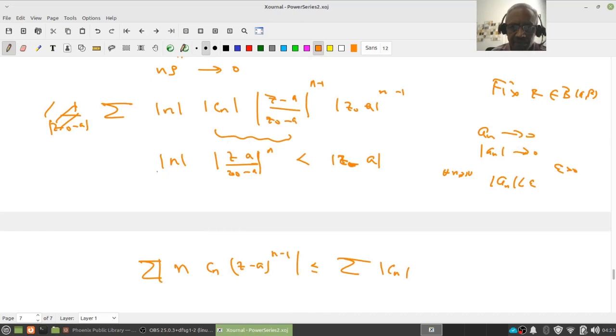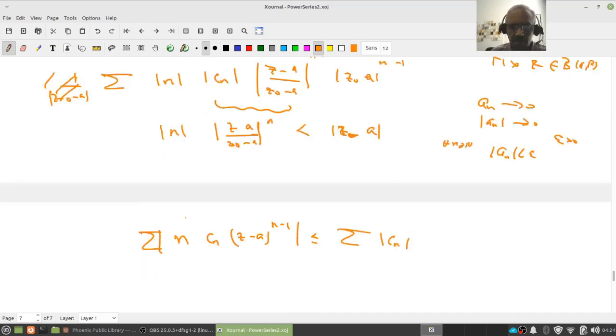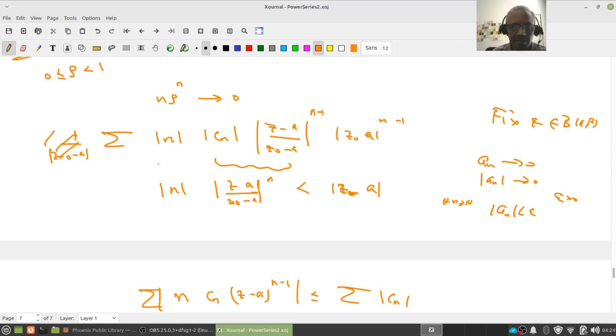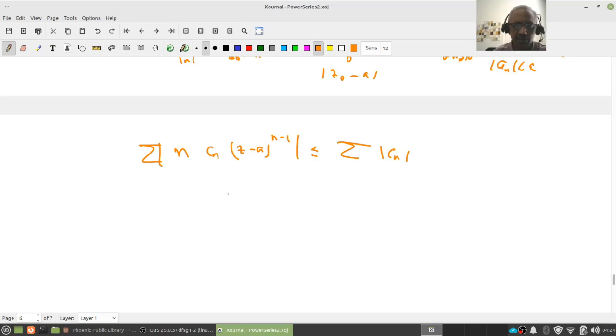Let us make it z naught minus a. I will write it as mod z naught minus a. Therefore this here will be mod n times this object, which will be less than or equal to this. Therefore mod zn is less than or equal to mod z minus a, z naught minus a, into mod z naught minus a to the power n minus 1, which is equal to mod cn mod z naught minus a to the power n.